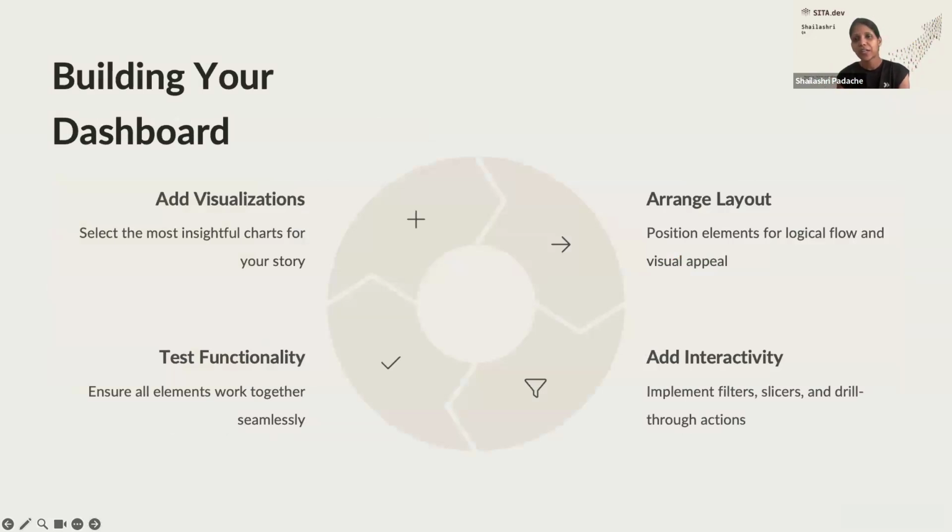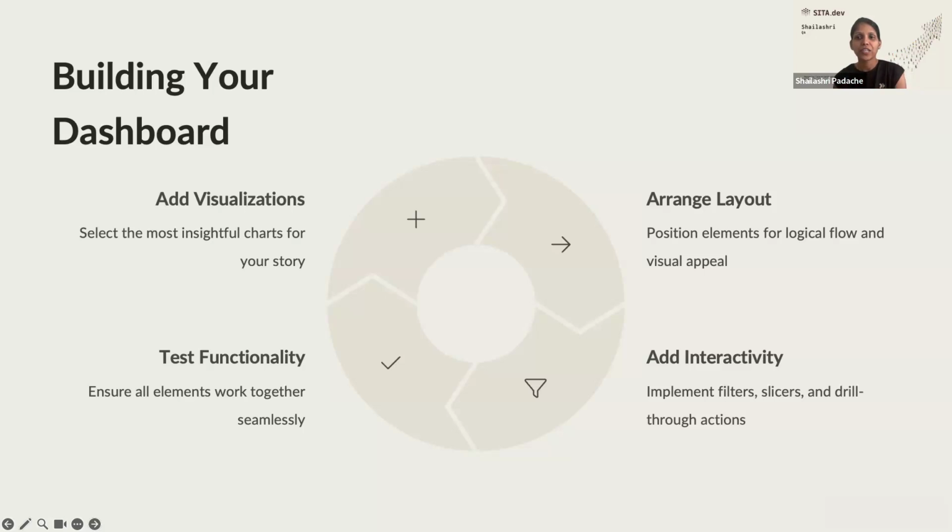And next one is building your dashboard. After creating your visuals, it's time to build a complete dashboard. First, add visualizations that help you build your story. Choose visuals that clearly show trends, comparisons or totals. Then arrange the layout. Think about how the user will read the page. Place the most important charts at the top and group the related visuals together.